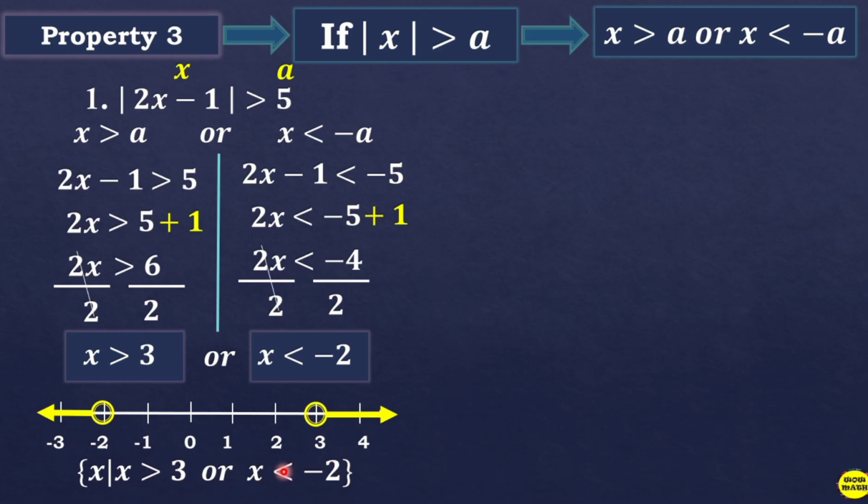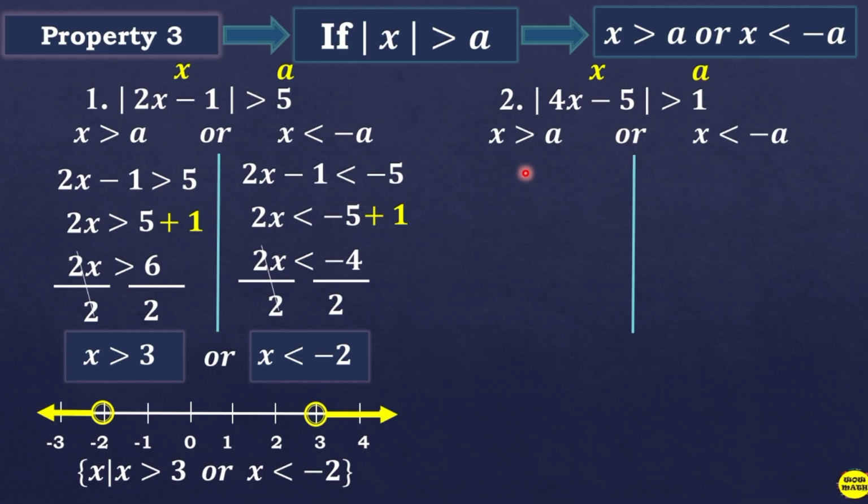Hindi mo yan pwedeng pagsamahin. Kasi magkaiba siya. Dalawang graph po ang meron tayo. Next. I have 4x minus 5 is greater than 1. So, this is your x, this is your a. Same process. So, your x is 4x minus 5. A is 1. Okay.